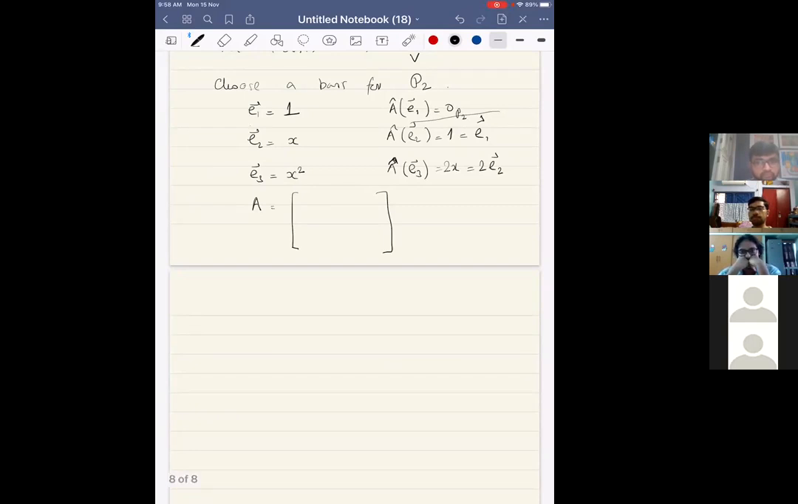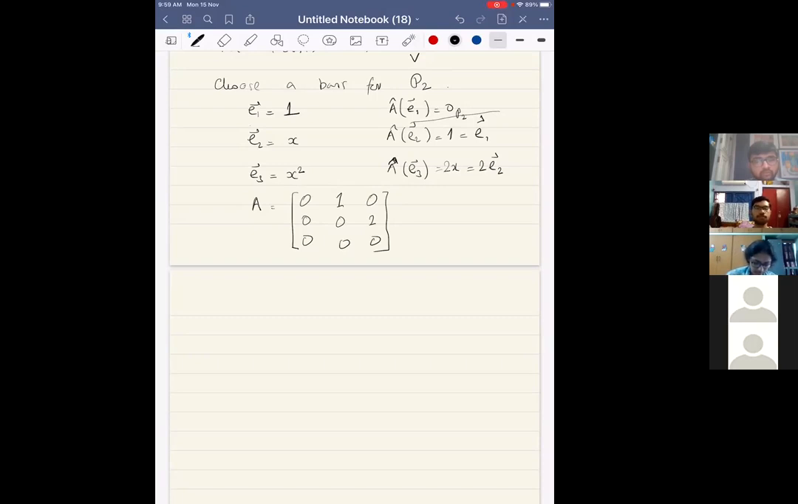So anyway, A hat of E1 is 0. That means the first column is 0, 0, 0. A hat of E2 is 1, so that gives me 1, 0, 0. And then I'll have 2, 0, 0. So this is A.